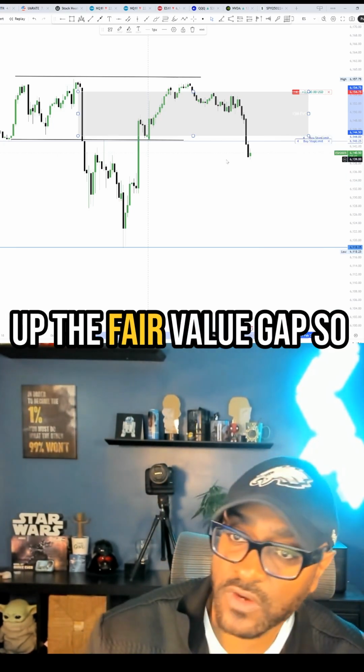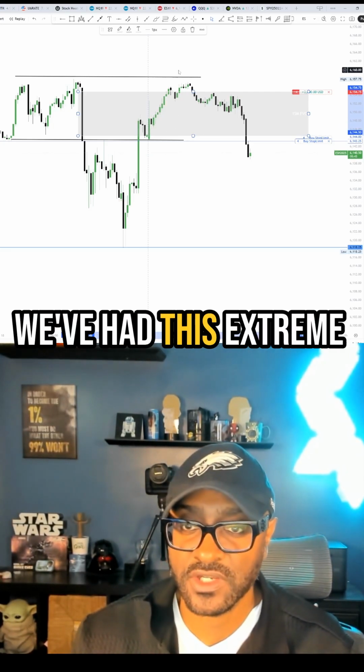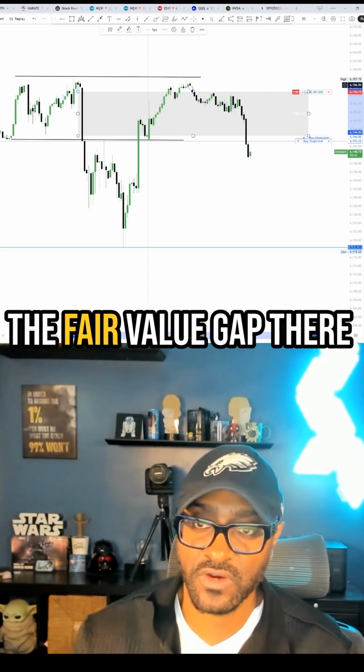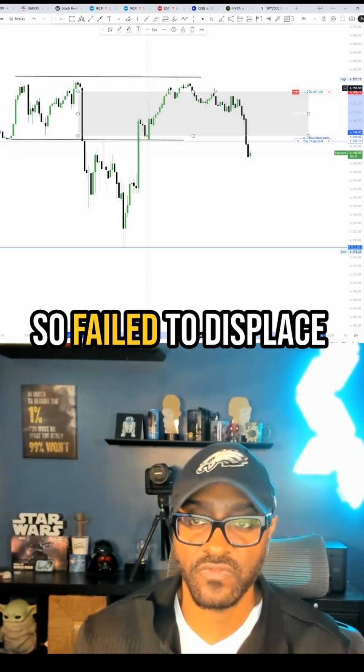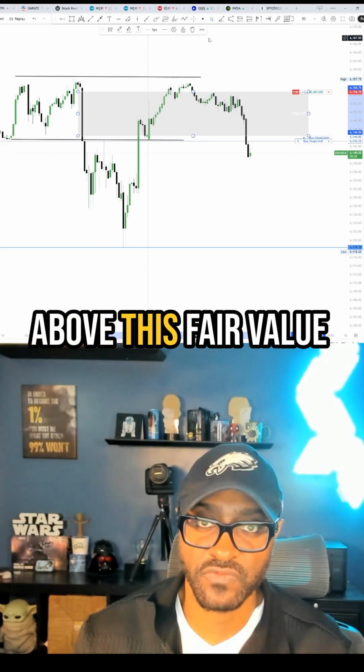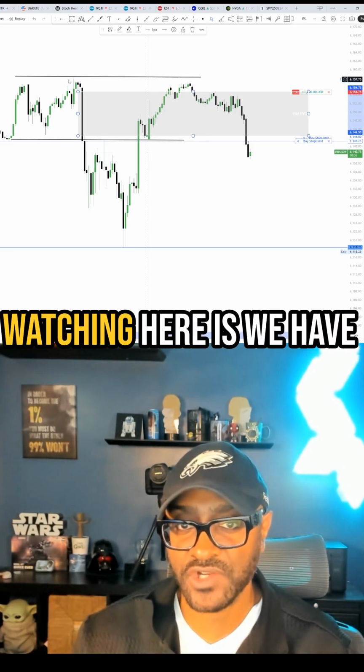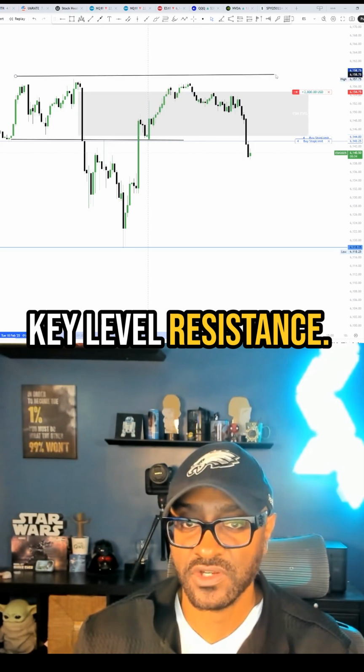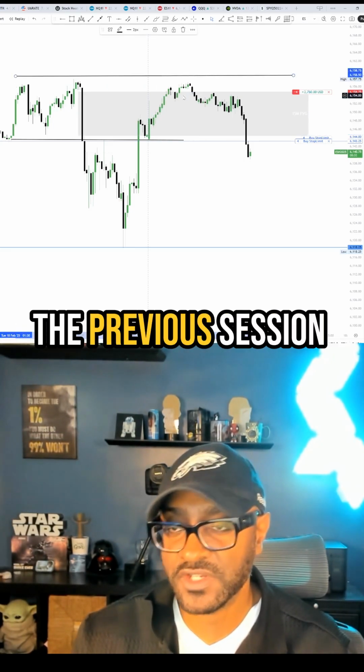All right, so you mark up the fair value gap. So we've had this extreme push up back into the fair value gap. It was a failed break. So it failed to displace above this fair value gap. That's what I was watching here as we had key level resistance. So I drew this line from the previous session into this session.